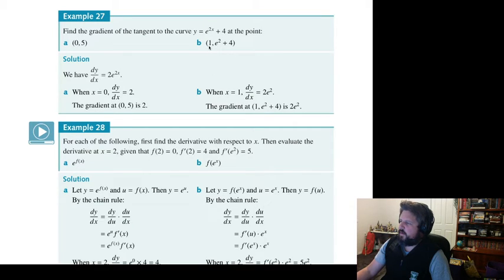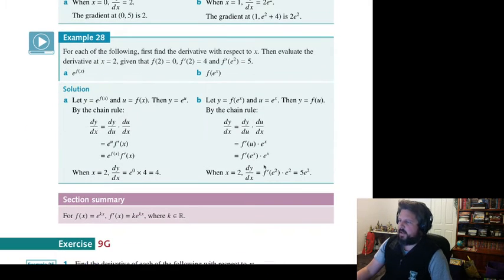This time we've got 1 as the x value and e squared plus 4 as the y value. What we're going to do is substitute 1 into the derivative, which we've worked out before, and in this particular case we get the following.